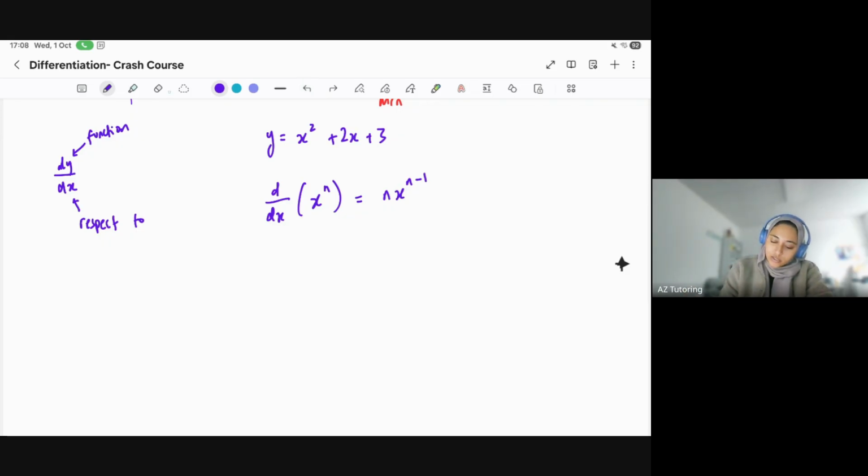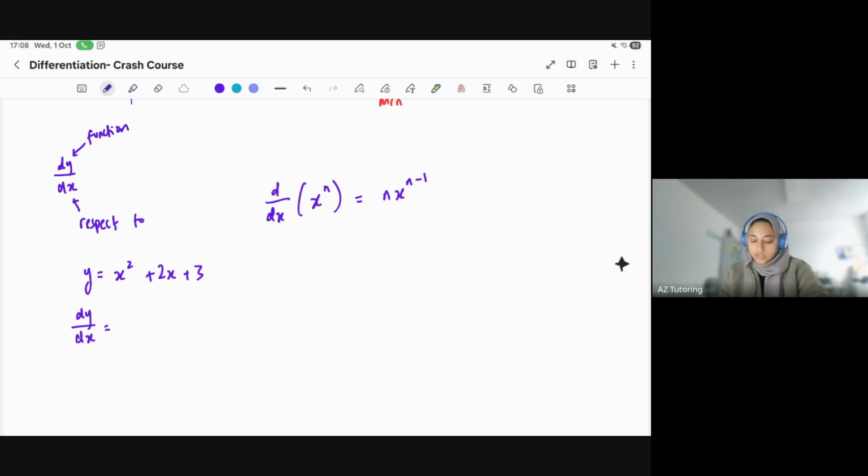So let's take this top one as an example. How do I differentiate this? I'm finding dy over dx. Remember, the gradient function is what it is. So times the front by 2, and then I'm decreasing the power by 1. So 2 minus 1 is just 1. I'm not going to write x to the power of 1, I just leave it as is.